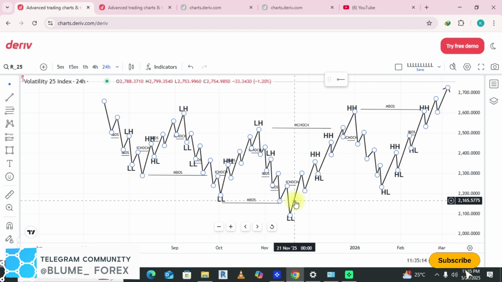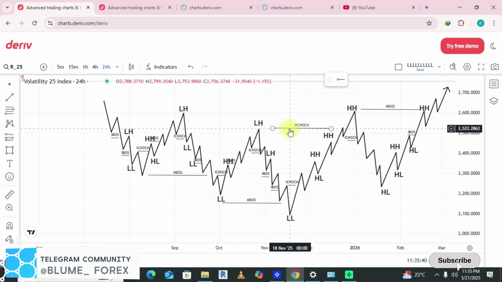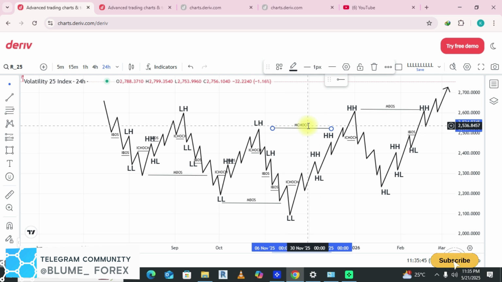Combining internal change of character, knowing which one is your internal change of character, major change of character, internal break of structure, major break of structure, helps you know at any point in time what the market is trying to tell you as a trader, right? So if we have an internal change of character, it's a shift in market structure in the short term. We are only going to shift structure in the long term if we get what, a major change of character. So when we get a major structural change, that tells you the market's direction is going to shift for a longer period, right?